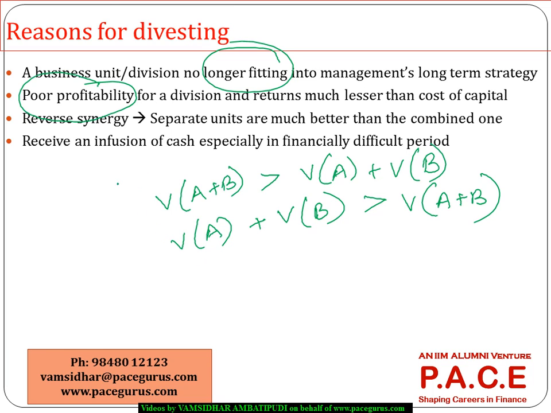And especially one more reason that could be cited as a reason for divestiture is infusion of cash, especially if the firm is facing big financial difficulties. This process can readily bring up a quick infusion of cash into the system, and that can be used to pay off the debt or pay off the dividends or whatever it is. So from that standpoint also, the companies will look at a divesting kind of a process.